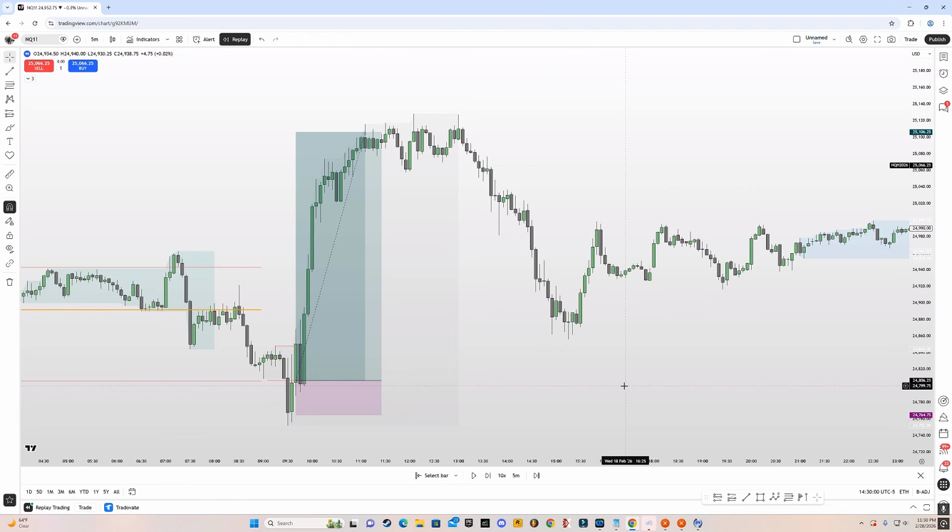I hope you guys enjoyed and learned something from it. Please implement it, but make sure you backtest first because you don't want to go into the charts blindly and just trade, okay?